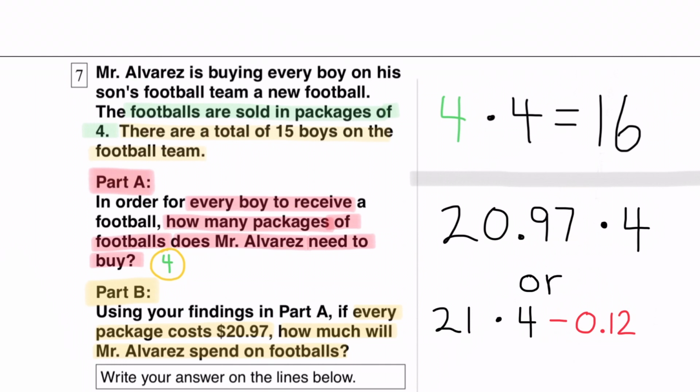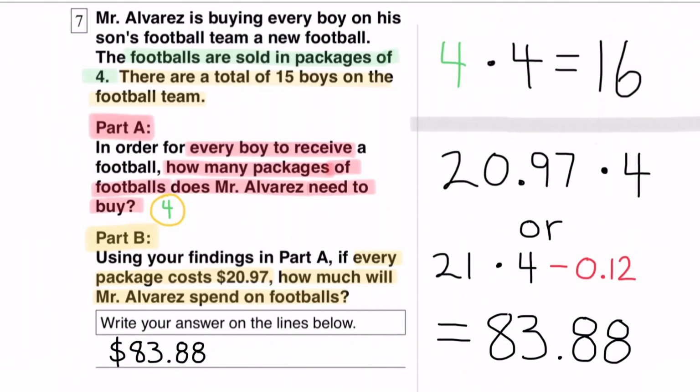So you could do it mentally in your head at $21 times 4 and then subtract 12 cents from your answer. Either way you do it, you're going to end up with $83.88. Mr. Alvarez would spend $83.88 purchasing 4 packages of 4 footballs at $20.97 each.